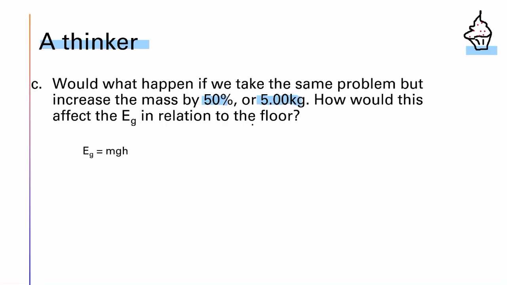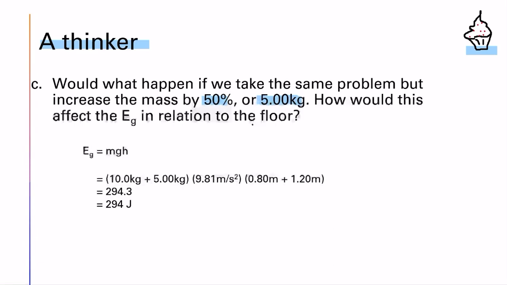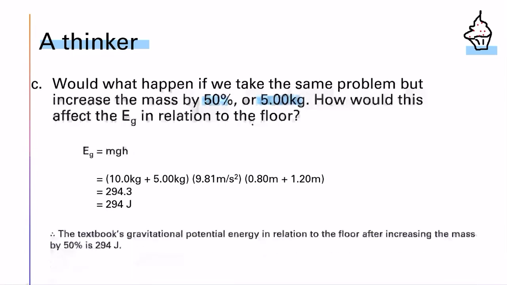So let's continue using the formula Eg equals mgh like we did in part B, except we were increasing the mass by 50%, and since 50% of the mass is 5 kilograms, I added that to the original mass of said textbook. I then subbed in gravity as 9.81, and for the height, I used the same height as I calculated in part B as it is asking in relation to the floor. Therefore, the textbook's gravitational potential energy in relation to the floor after increasing the mass by 50% is 294 joules.